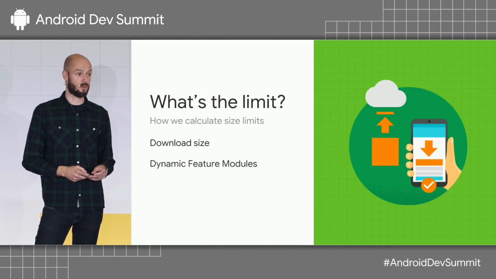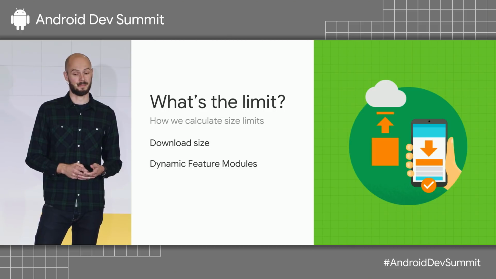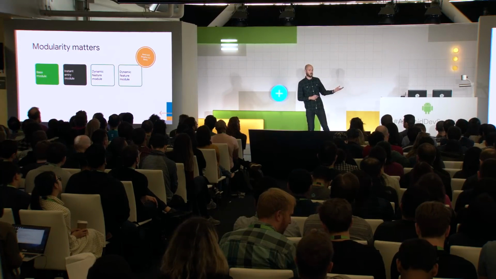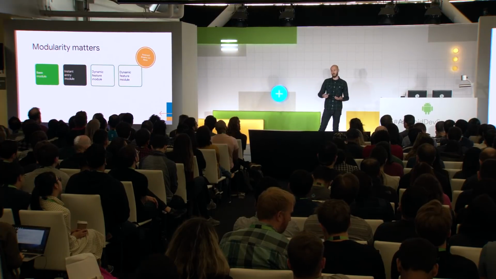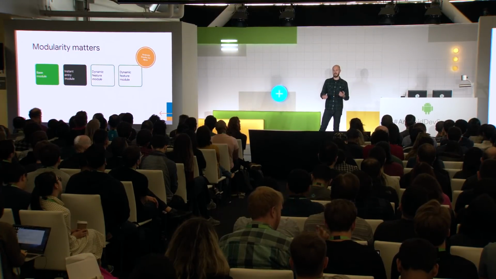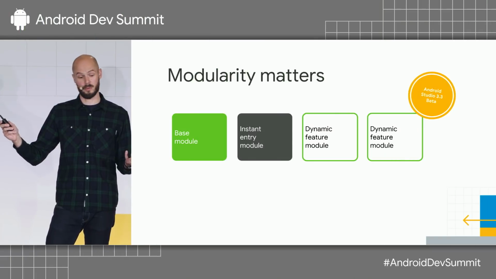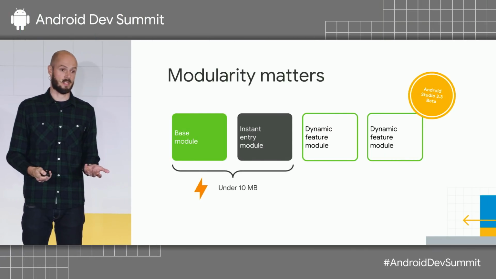Also, dynamic feature modules don't fall into the initial download size. What falls into it is basically your base module and your instant entry module. If you have more than one, which you can have, then it's your base module and your largest instant entry module. And those, currently under a whitelist, have to be less than 10 megabytes.